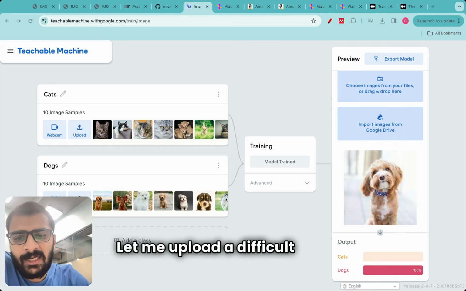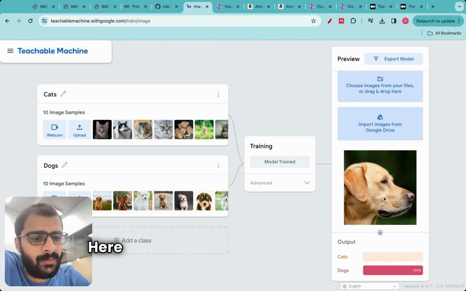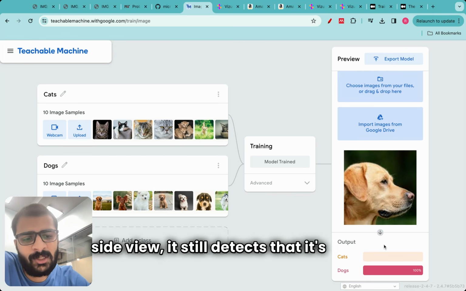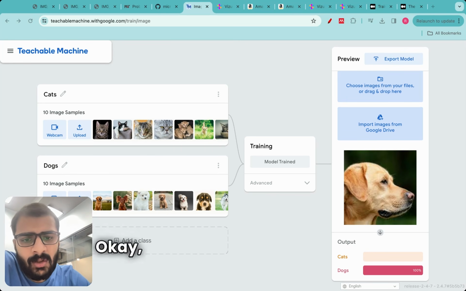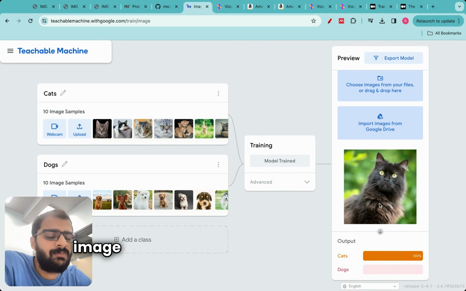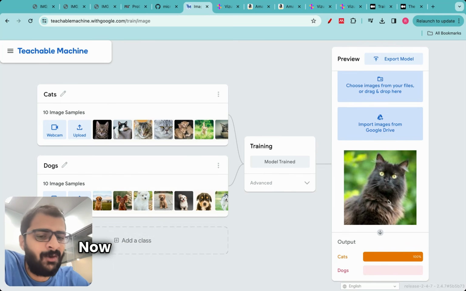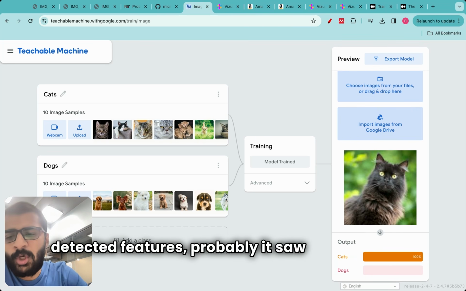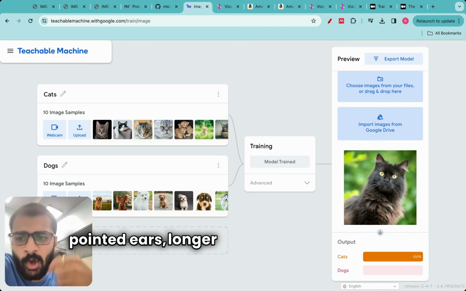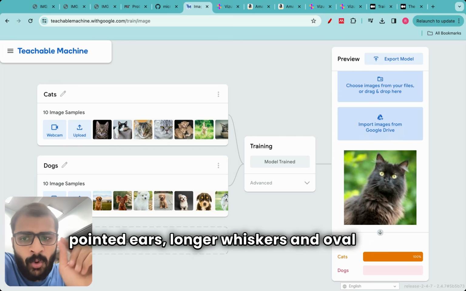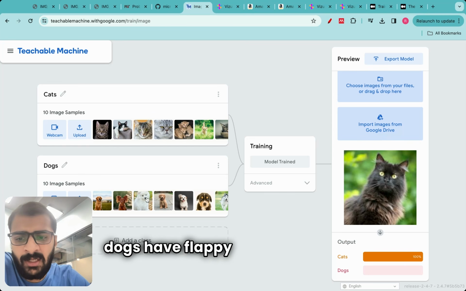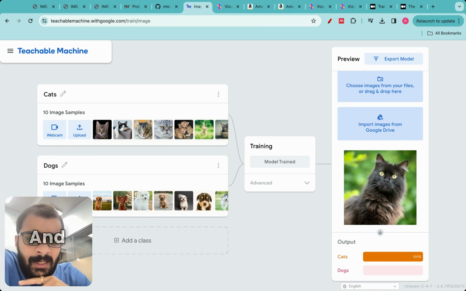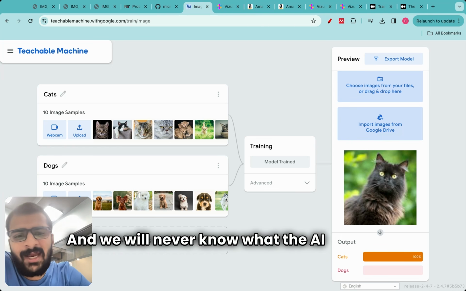Let me upload a difficult image actually. Let me upload a side view here. Here you can see that even if I upload a side view, it still detects that it's a dog. Okay, let me try to upload another image. Still with 100% accuracy, now it's detecting that it's a cat. Probably it detected features. Probably it saw that cats have pointed ears, longer whiskers, and oval eyes, whereas dogs have flappy ears and round eyes, and we will never know what the AI identified here.